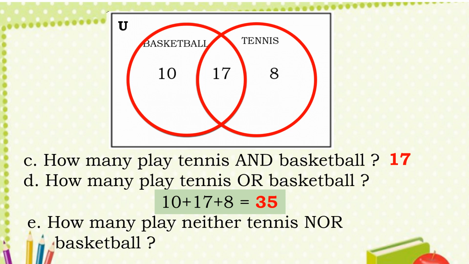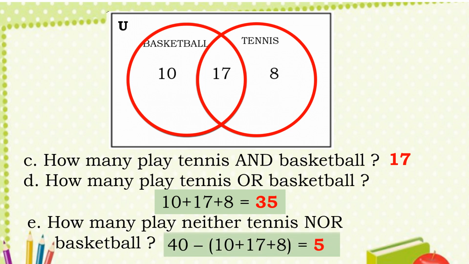So wala sa dalawa. But there were 40 people who were interviewed. They answered neither of the two. So that means, i-minus natin yung 40 dun sa total ng naglalaro ng basketball and tennis. So, the answer is 5. So, total niya is 35, diba? So, 40 minus 35 equals 5.